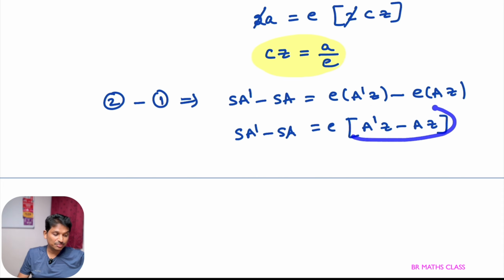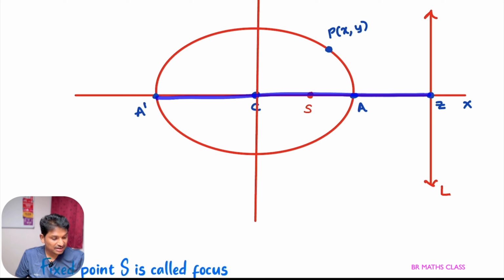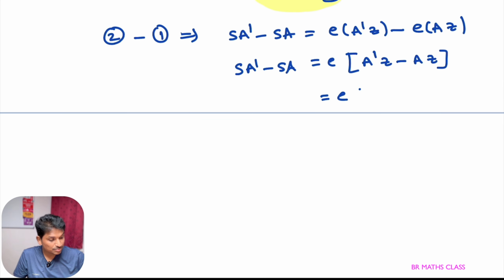Observe this in the diagram. A dash Z, this is A dash Z minus AZ. You subtract this AZ. Then what you will get? That is A dash. I hope you are understanding. A dash Z minus AZ is A dash. In right hand side part you will get A dash.